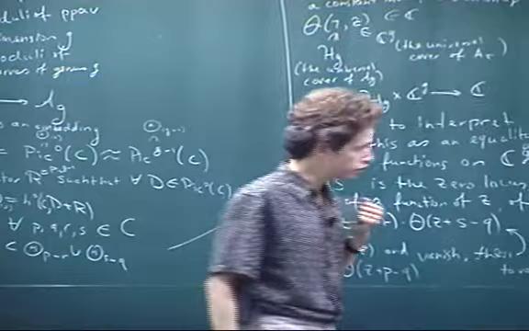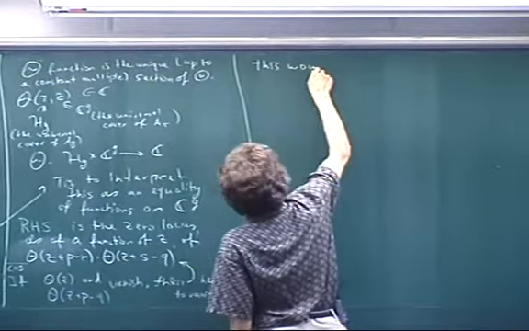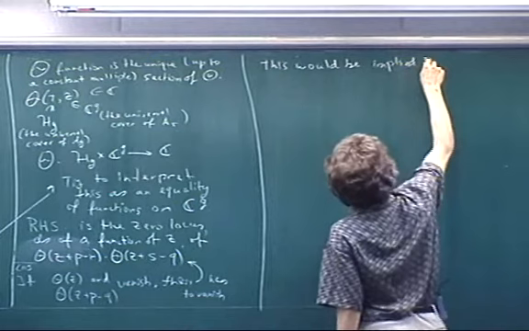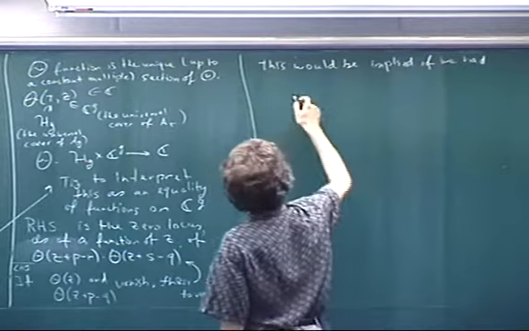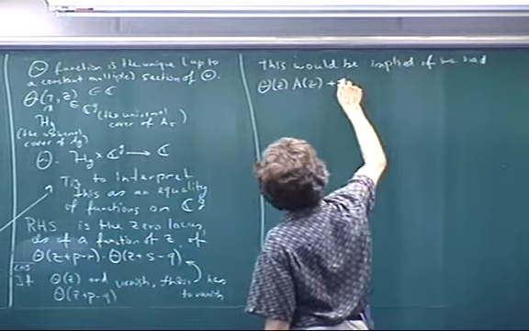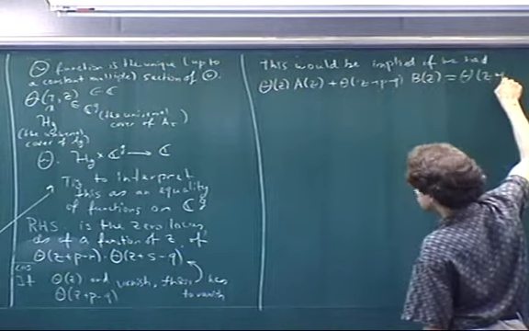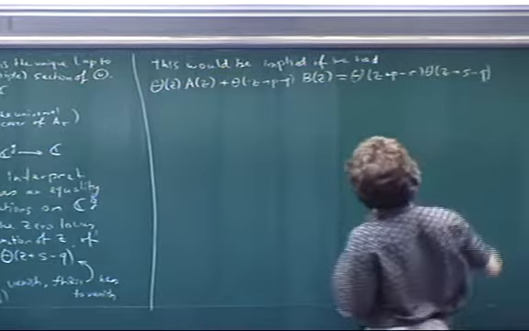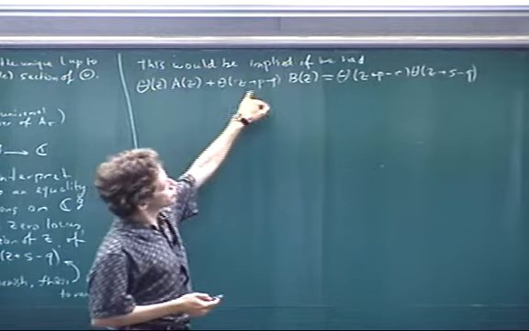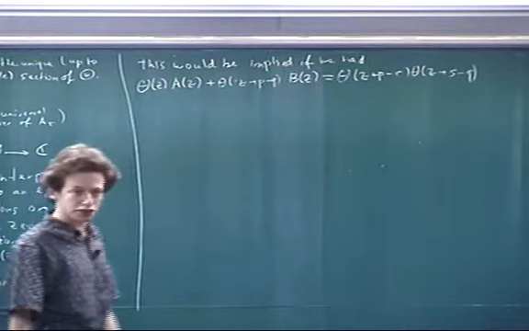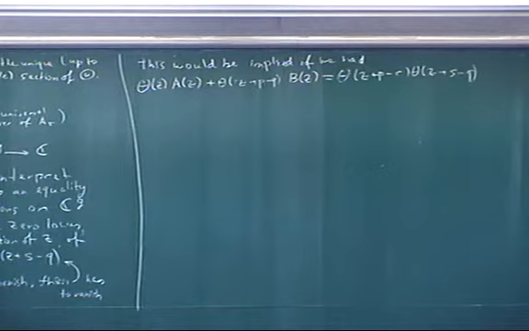Okay? So how can this happen? Well, in particular, this would happen. This would be implied if we had something like that: theta of z times a of z plus theta of z plus p minus q times b of z is equal to theta of z plus p minus r theta of z plus s minus q. So if we had an equality like that, the vanishing of this and of that would imply the vanishing of the right-hand side. Okay? I mean, I realize this is a bit ad hoc, maybe, but then somehow we have to interpret this, right? And sort of the way you can write an equality that would imply this is this, right?